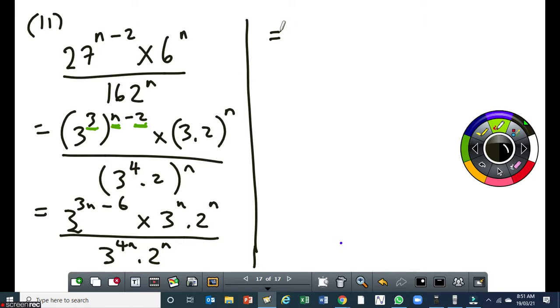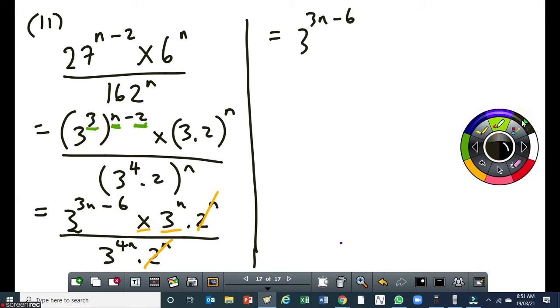If you are multiplying the bases, you add the exponents. If you are dividing the bases, you subtract the exponents. Now before I carry on, I'm sure you can see that we have 2 to the power of n here, and we have got a 2 to the power of n there. Those two are going to cancel out, and that will make the question very easy. So in my next step, I'm going to write 3 to the power of 3n minus 6. Now, because of the multiplication, I'm going to add the exponent there, so it will be plus n. And then this exponent is part of the denominator, so I'll subtract it.